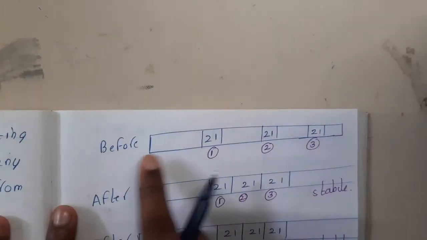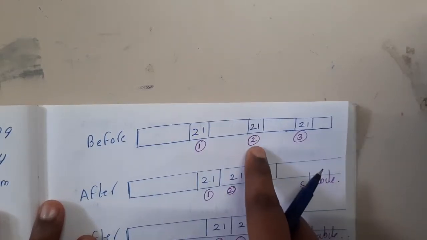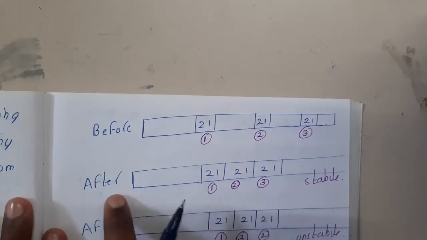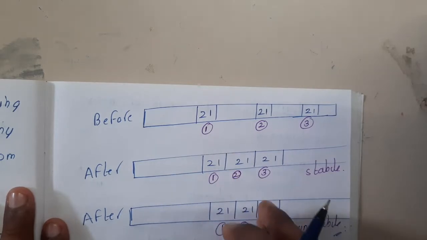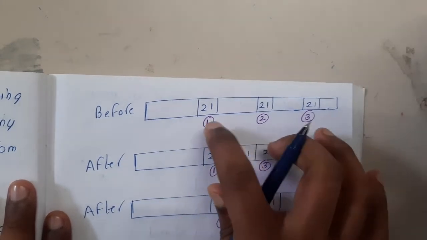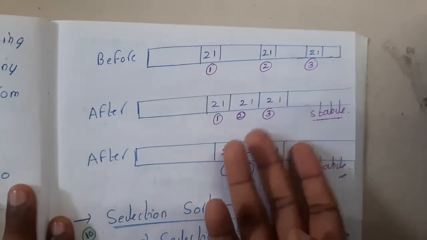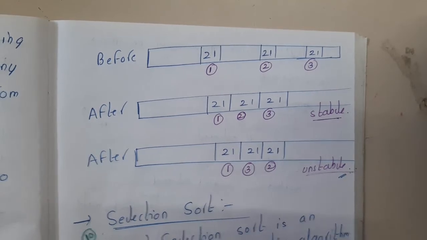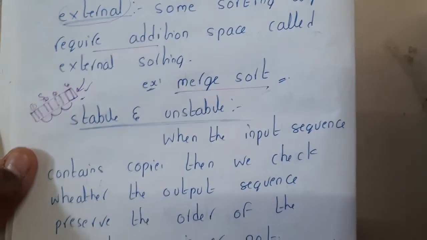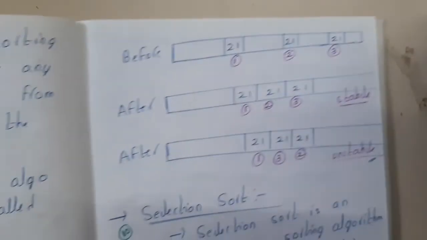I think I drew an example for this. Yes, I have drawn it. So before sorting, the order is in this way. For this 21 we gave 1, for this 21 we gave 2, for this 21 we gave 3. After sorting, the order is the same, the relative order. So this order we call the relative order, guys. If the relative order is the same with respect to our original data set, that is stable. If they are shuffled, it is unstable. Got it? It's quite a simple explanation, guys. I hope everyone got a clear idea of stable and unstable.